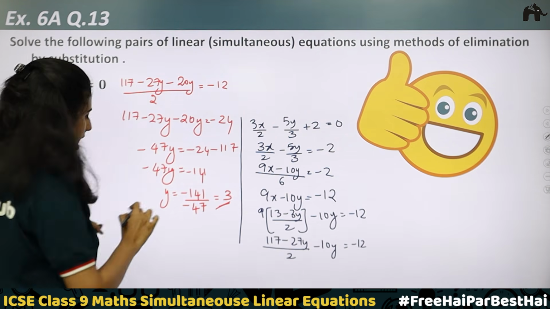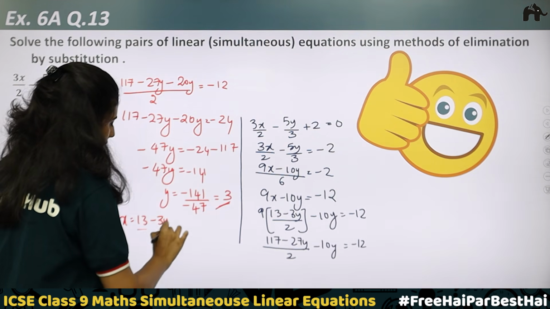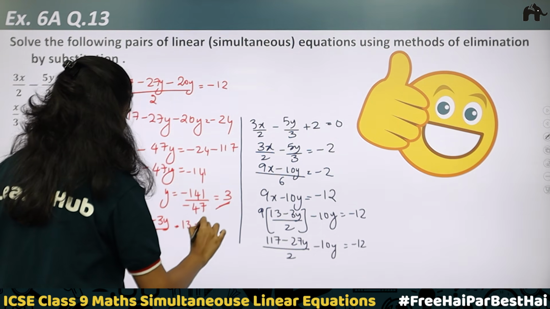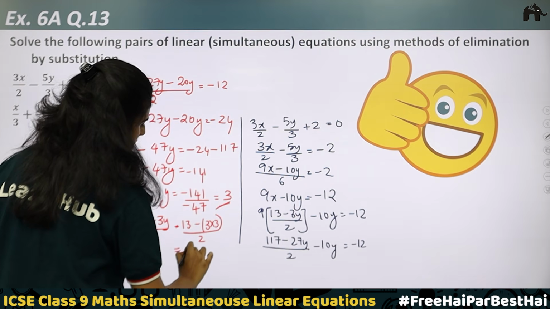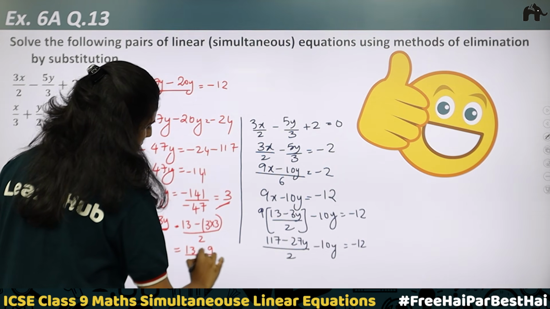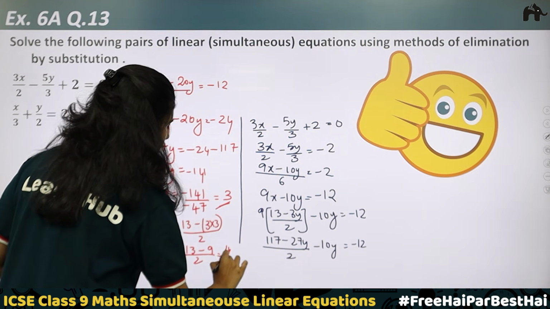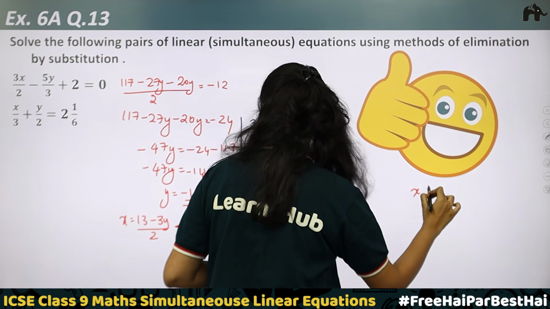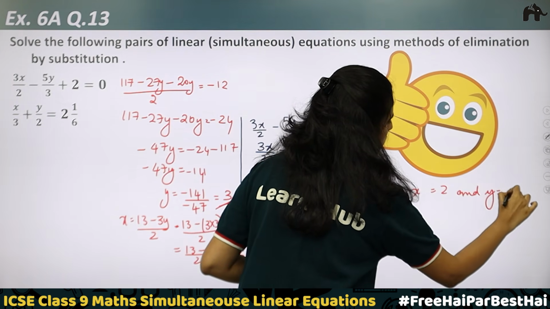Okay. Now we had x is equal to (13 minus 3y) divided by 2. Substitute the value of y here. So (13 minus 3 into 3) divided by 2, which is equal to (13 minus 9) by 2. What is 13 minus 9? 4. Therefore 4 by 2, which is equal to 2. So the value of x is equal to 2 and the value of y is equal to 3.